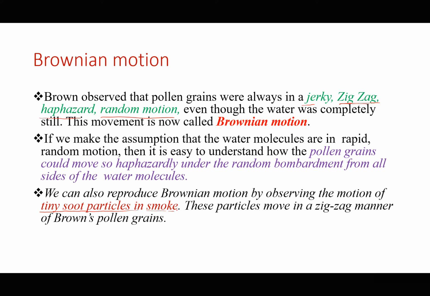So the particles move in a zigzag manner, just like the pollen grains. So this one could easily be reproduced in the laboratory using tiny soot particles in smoke. We can observe Brownian motion.